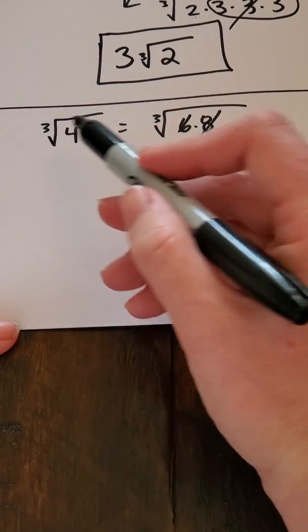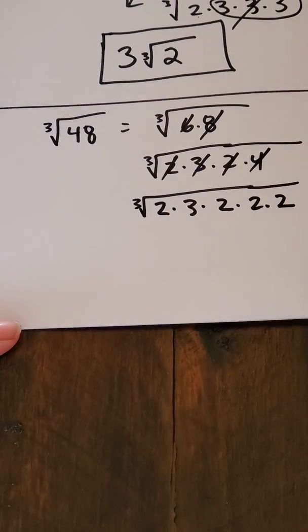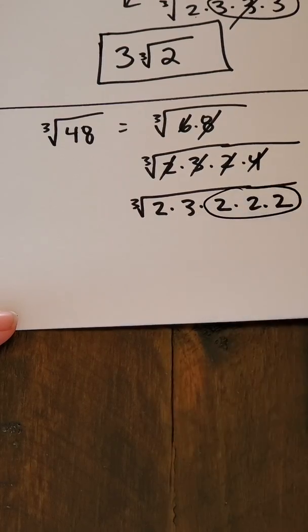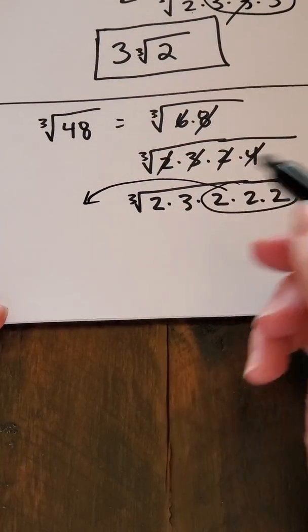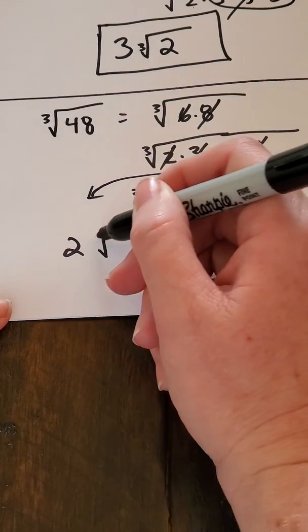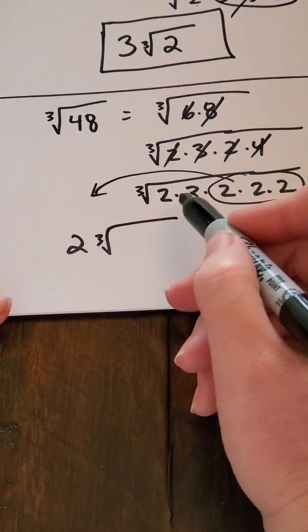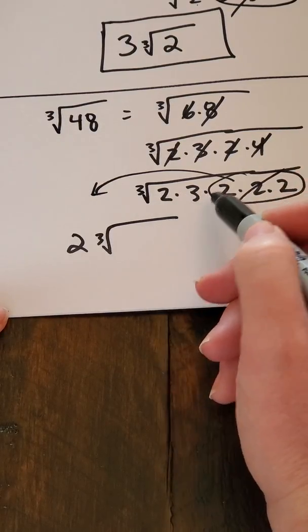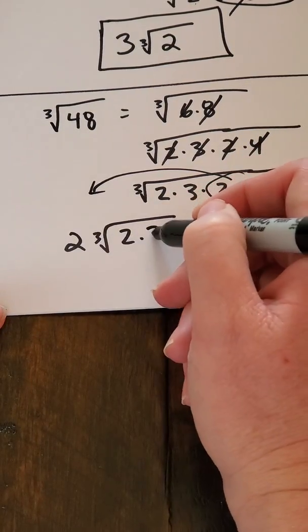Now you want to find the cubed root, so you're looking for 3 of a kind. Well, here's 3 2s, 1, 2, 3. So you're going to circle those, take them out. So the answer is 2. Okay, then you write the cubed root again, and left over on the inside after this little bubble is gone is a 2 times 3.